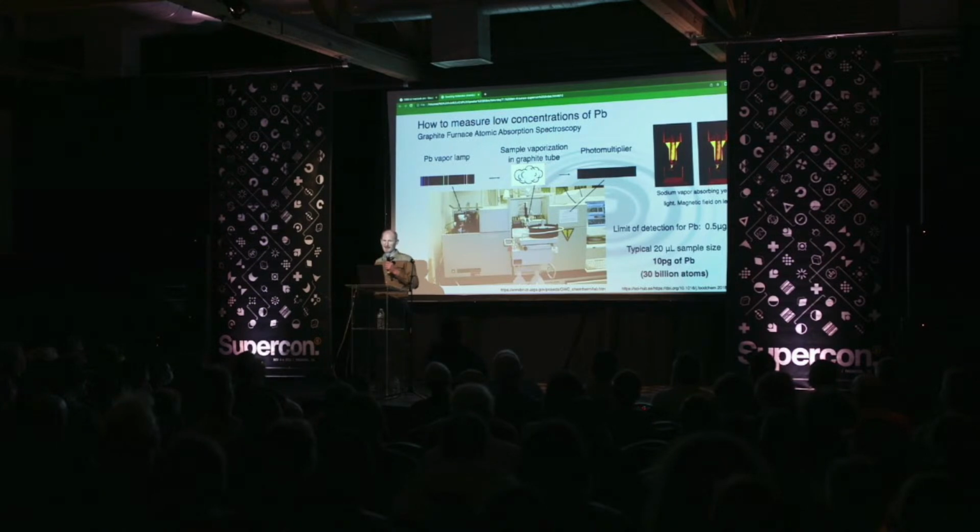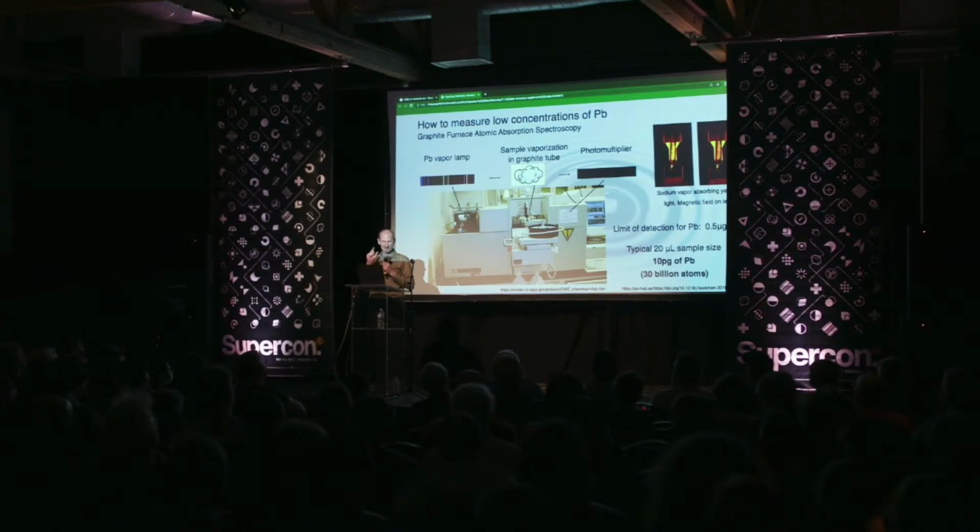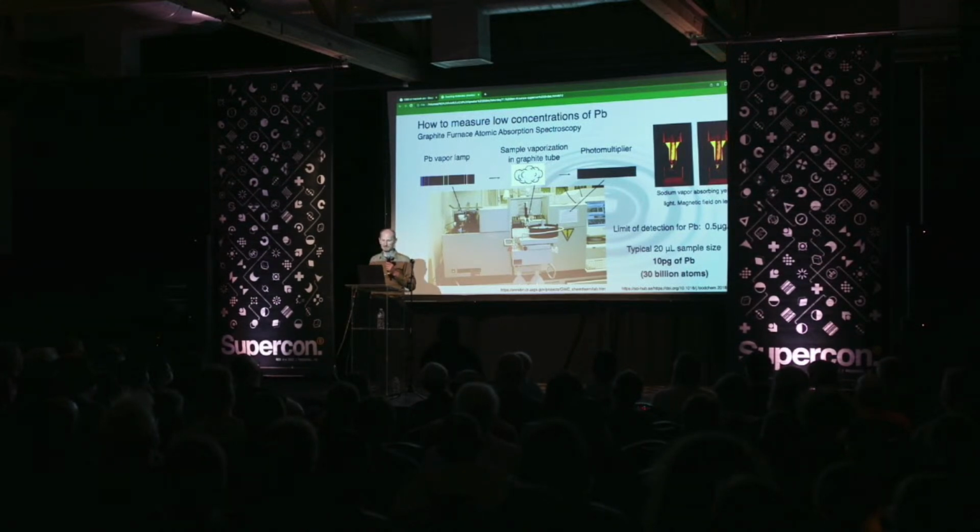And so you turn the magnet on and you check how much light is going through, and then you turn the magnet off and check how much light is going through, and the delta is exactly what is due to this lead vapor absorption. It's a very, very good way of doing background correction.